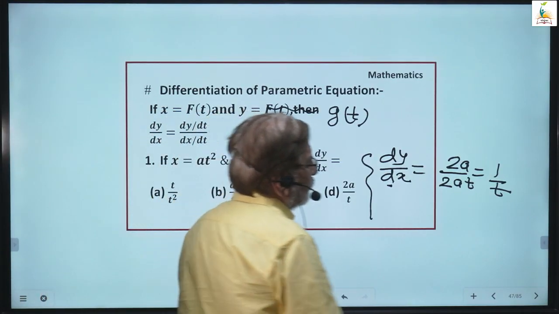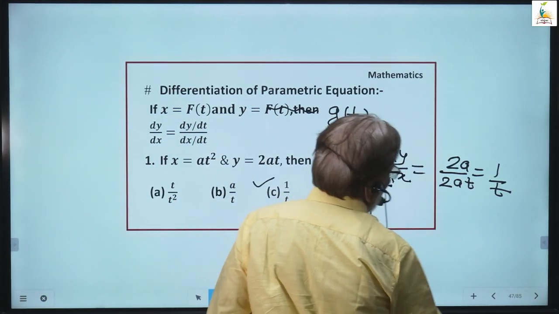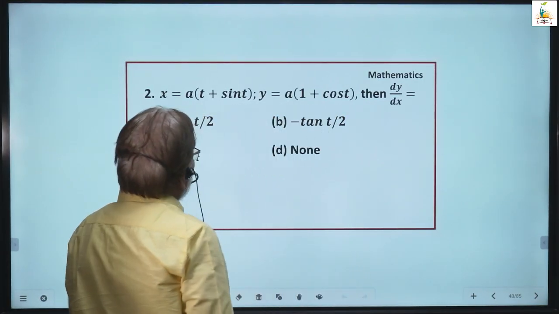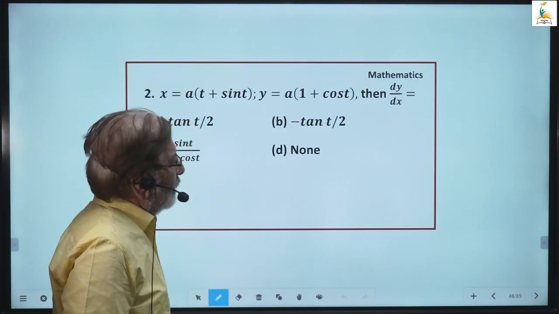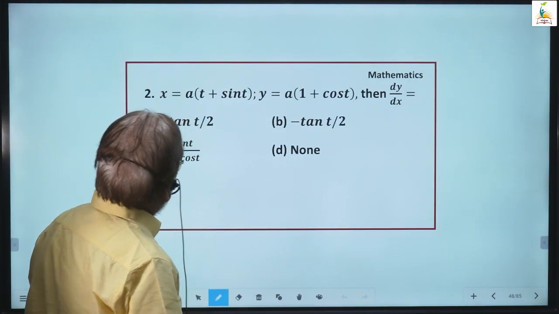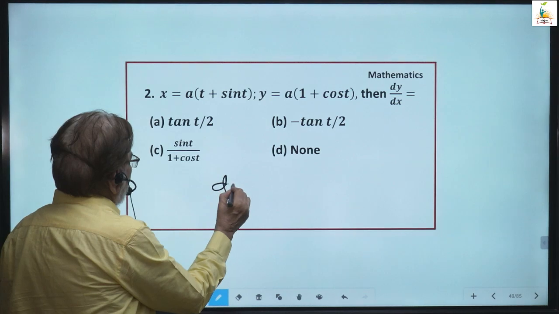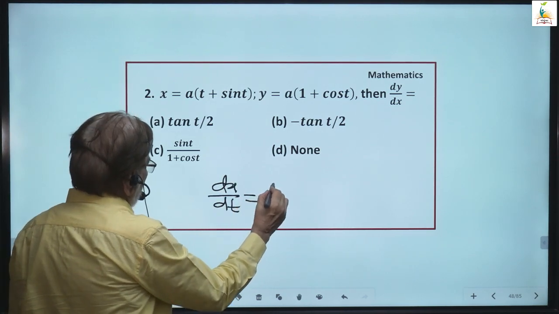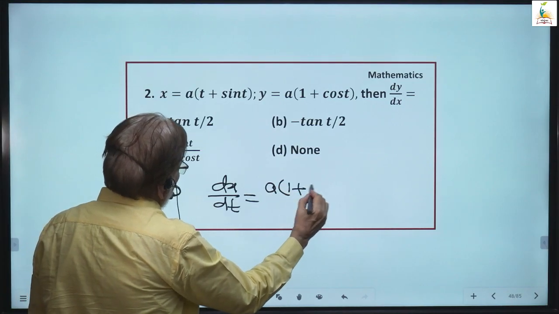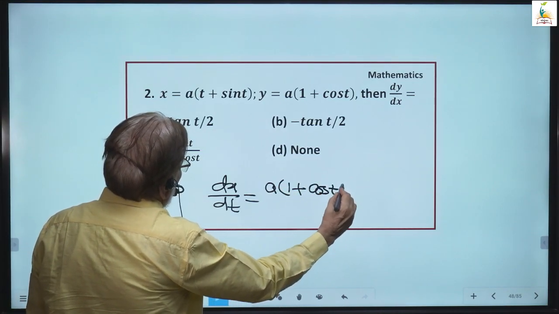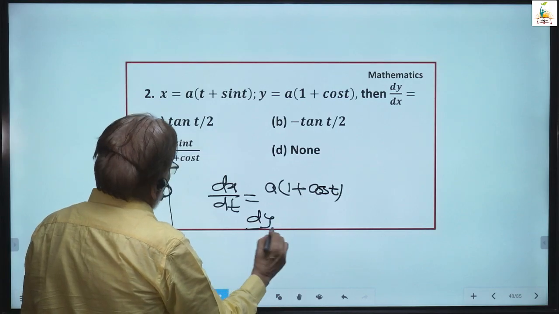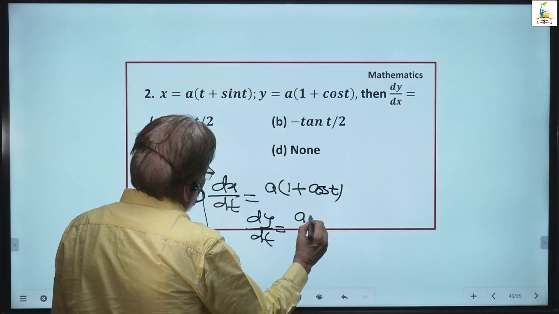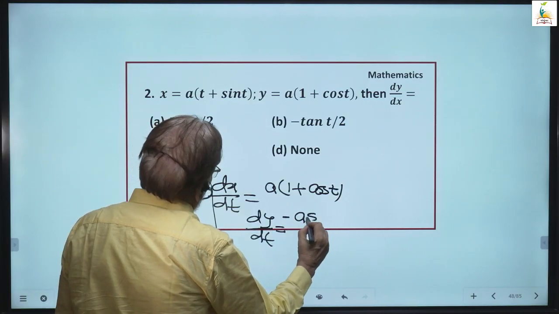Next question. x equal to a(t plus sin t), y equal to a into (1 plus cos t). What will be dx upon dt? dx upon dt is equal to a into (1 plus cos t). dy upon dt will be equal to a into minus sin t, so minus a sin t.